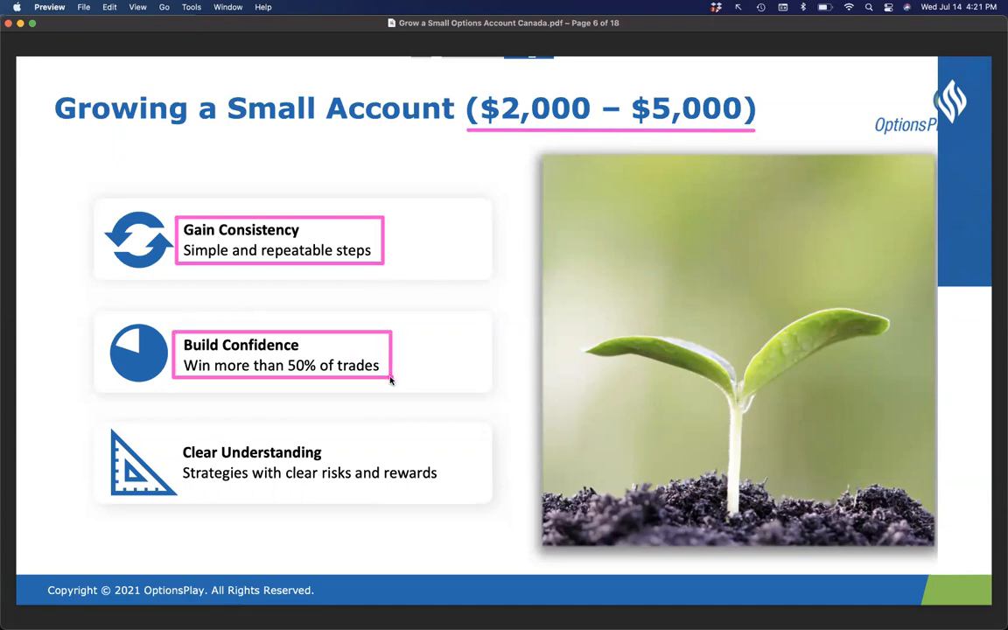The second thing I want to lay out here are strategies that can help you build confidence. And these are strategies where you win more than 50% of the trades that you place. I tend to find that even if you are breaking even, meaning at the end of the day you're not making money per se, but you're winning more than 50% of the trades, it helps build confidence in what you're doing. It helps you want to pursue learning further about the trading and improving it so that you do become profitable.